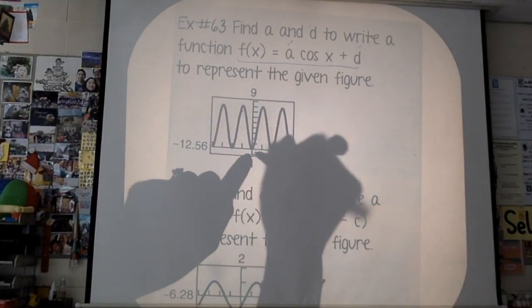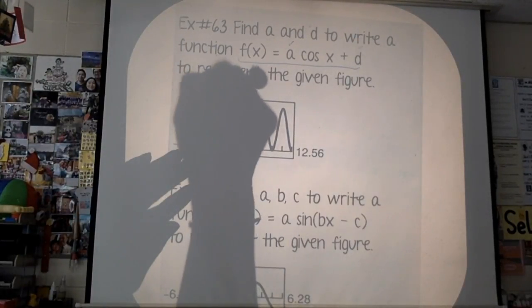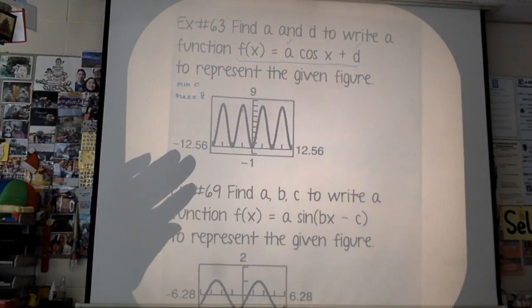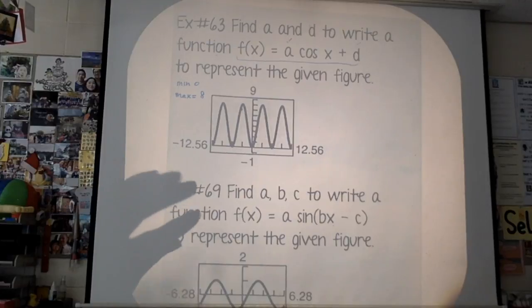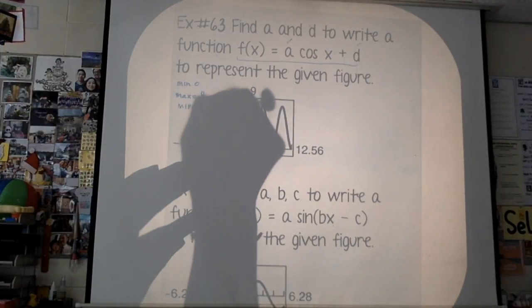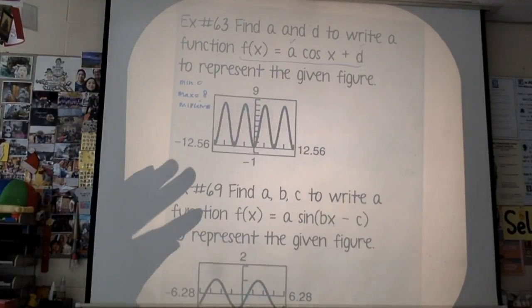You guys, look at the min. Isn't the min 0? And what's the max? The max is 8, okay? That means we should actually figure out what's the midline, right? So let's do the midline first. I feel like that makes the most sense, okay? So let's find the midline.